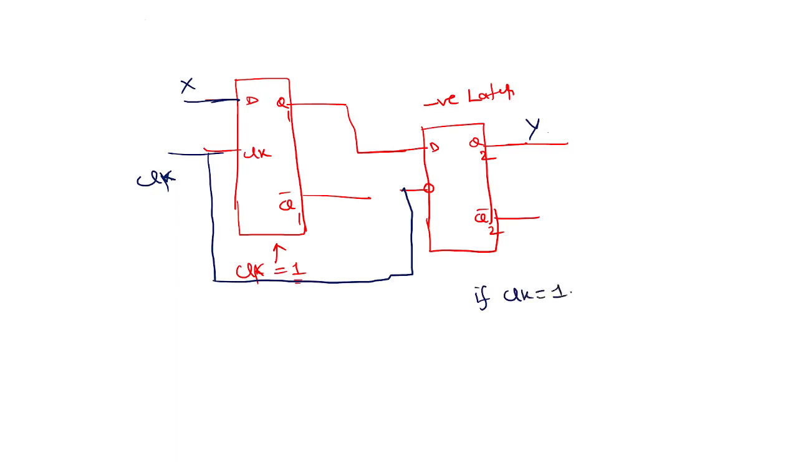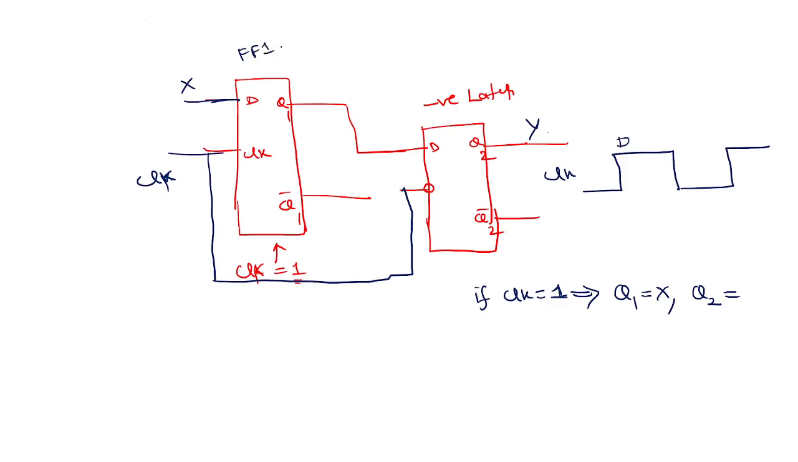If clock equal to 1, what will happen? Q1 will receive X. What will happen to Q2? When clock equal to 1, let's say this is flip-flop 1, or L1, latch 1, latch 2 to be precise. L1 is on, or activated. L2 is off, not activated. Correct? Because if this is 1, then only Q1 will get X. So when clock equal to 1, your L2 will not be active. If it is not active, the same state will be repeated. Q1n is X, Q2n is Q2.